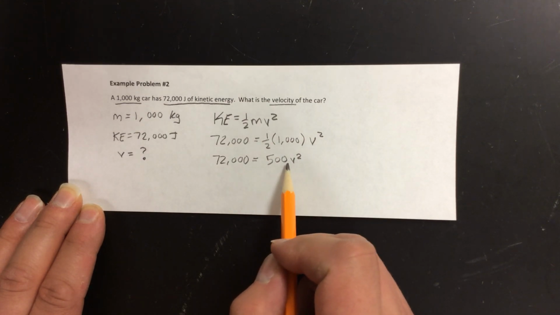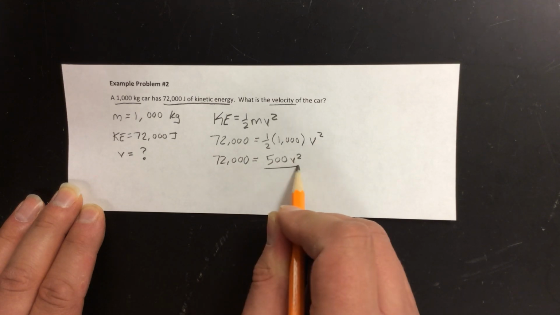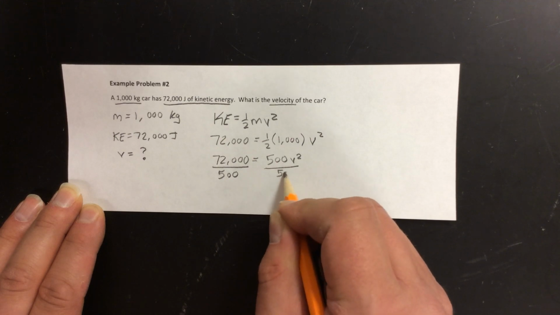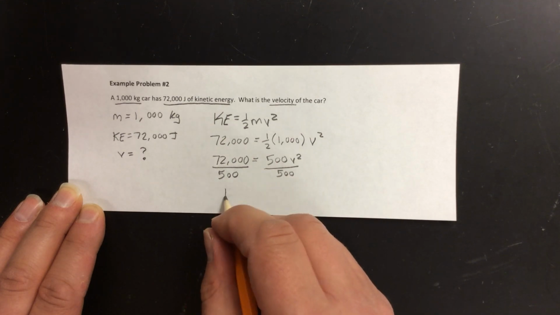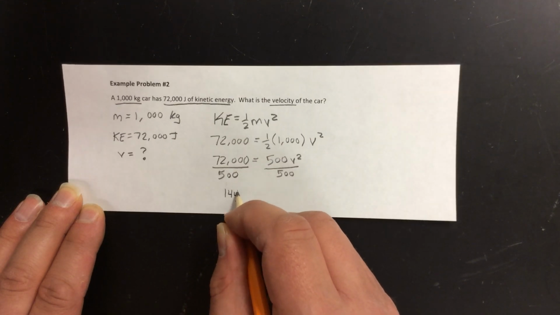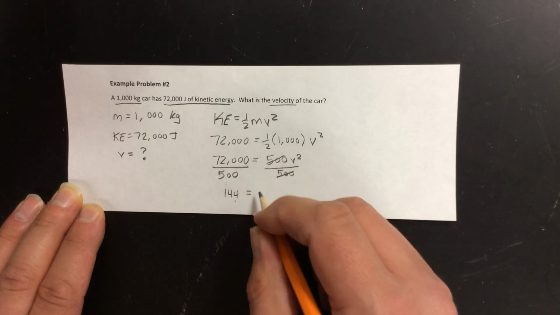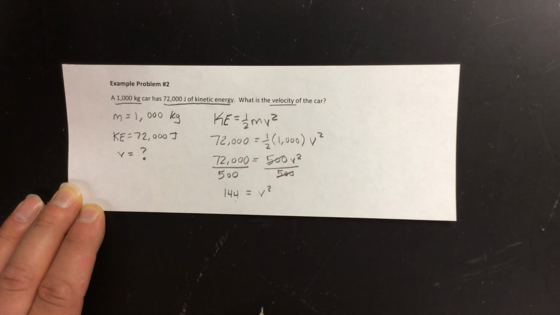Then next, I need to get the v squared by itself. That means dividing both sides by 500. When I do that, this gives me 144. And the other side, 500 v squared divided by 500 gives me v squared.